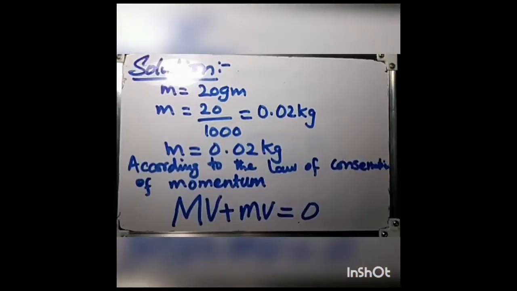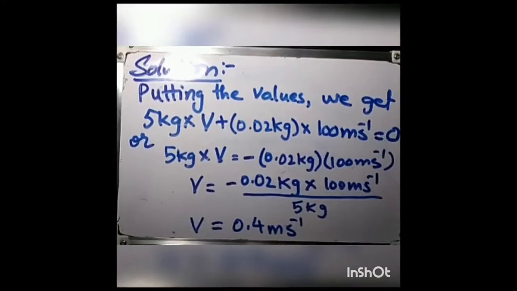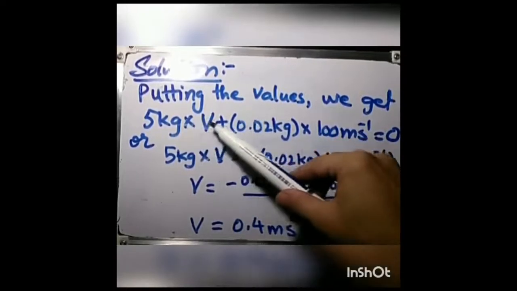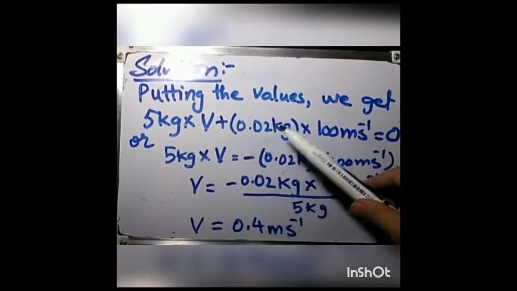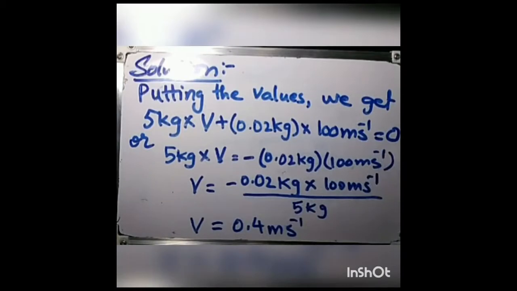Next, we will write the solution. Small m is given as 20 grams. We divide it by 1000 and we get 0.02 kg. So we have small m equal to 0.02 kg. Then you will write, according to the law of conservation of momentum, capital MV plus mv is equal to 0. By putting the values, we get this calculation: 5 kg into V plus 0.02 kg into 100 meter per second, which is equal to 0.